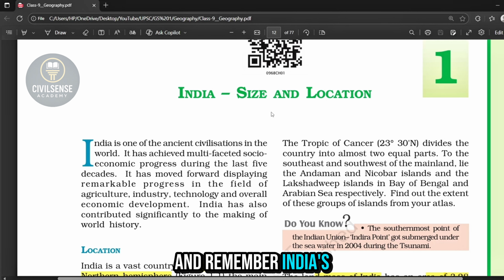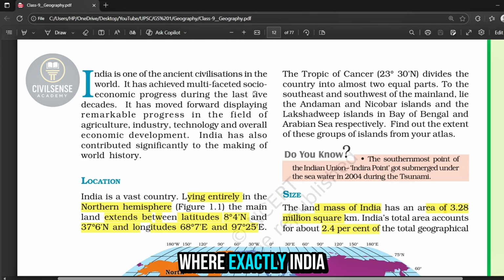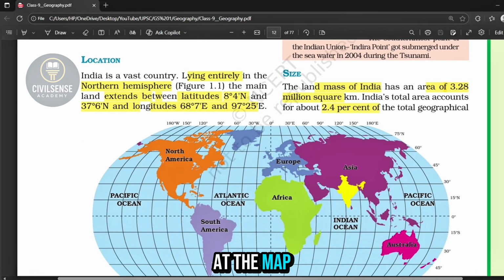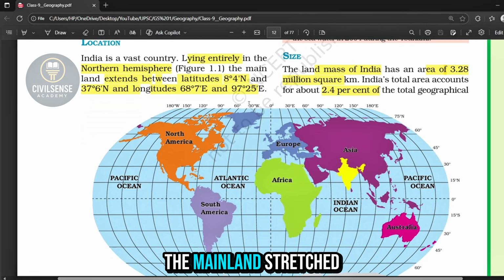And remember, India's journey is not just about growth, it's also about its contribution to world history, like in philosophy, culture, trade, and knowledge. Now let's understand where exactly India is located. India lies entirely in the northern hemisphere. If you look at the map, the mainland stretches from 8 degree 4 minute north to 37 degree 6 minute north latitudes and 68 degree 7 minute east to 97 degree 25 minute east longitudes.